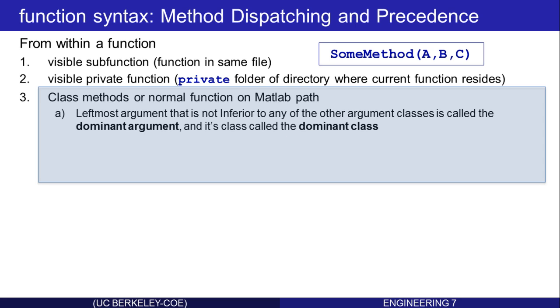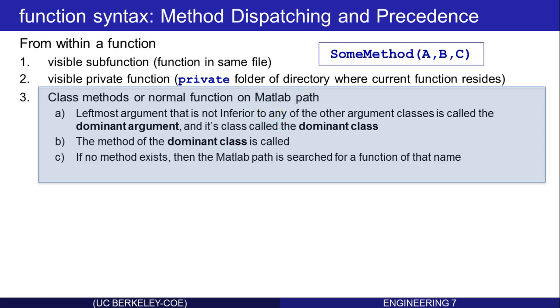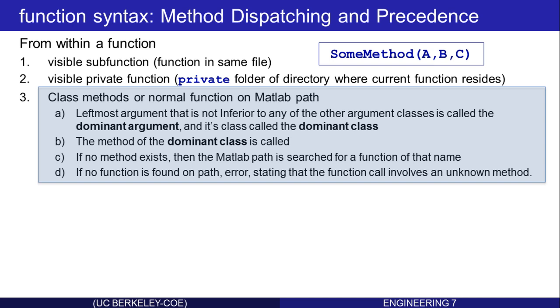Once the dominant class has been established for the argument list A, B, C, some method from the dominant class is called. If no method exists, then the MATLAB path is searched for a function of that name, and if no function is found on the path, there's an error stating that the function call involved an unknown method. We've all probably had that happen on more than one occasion.